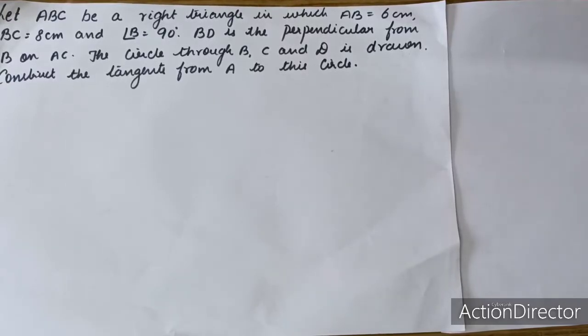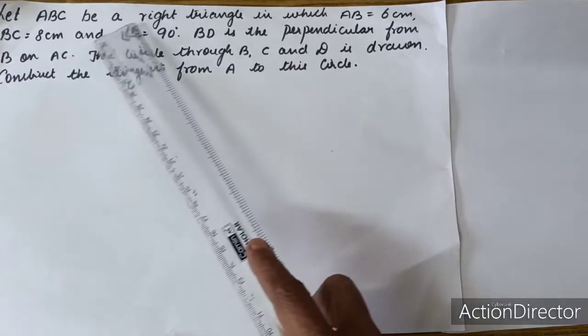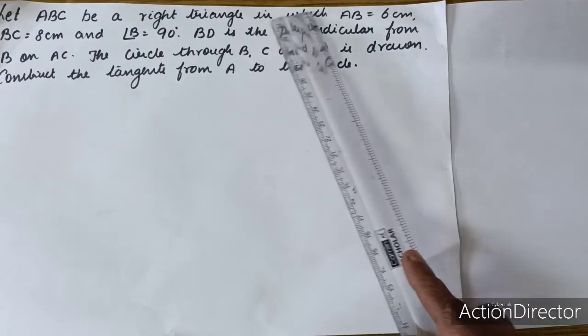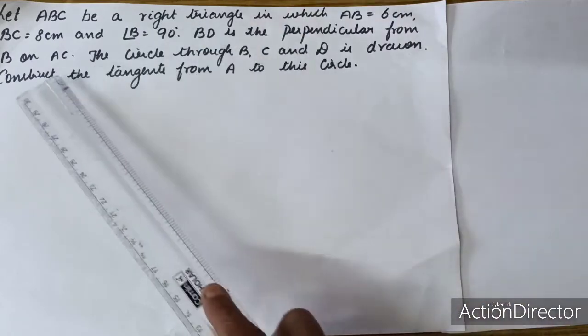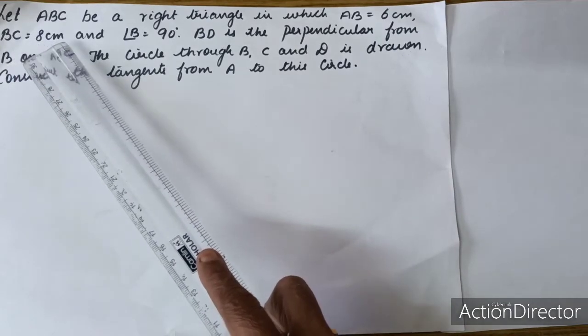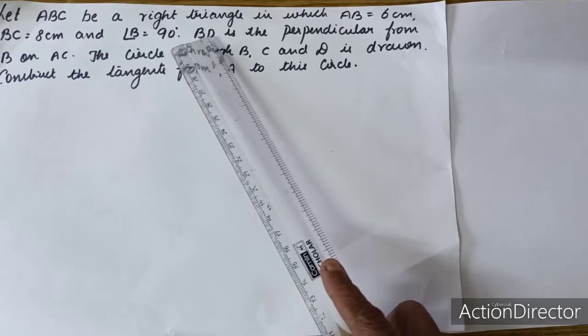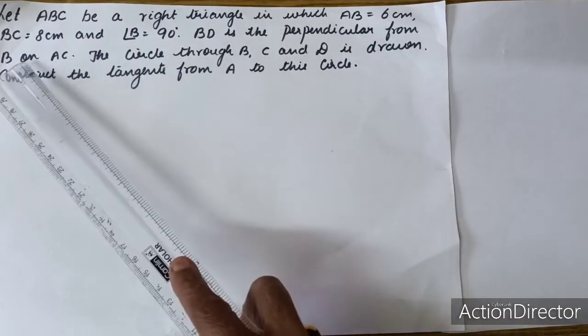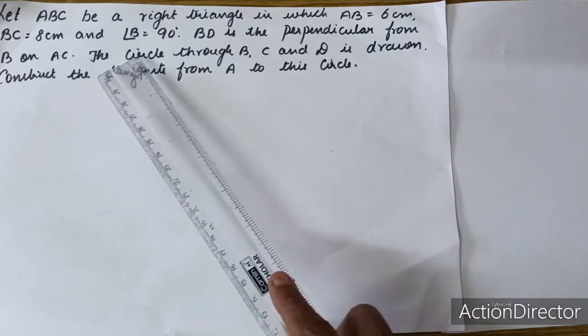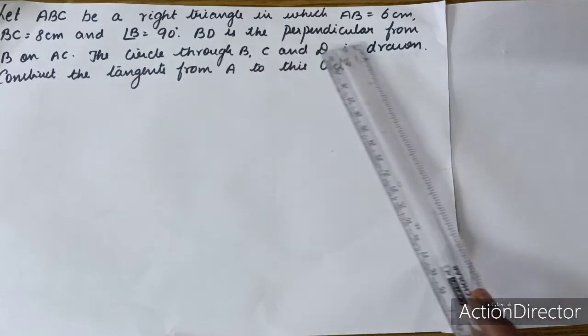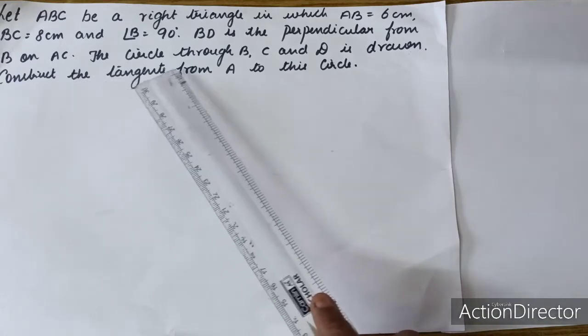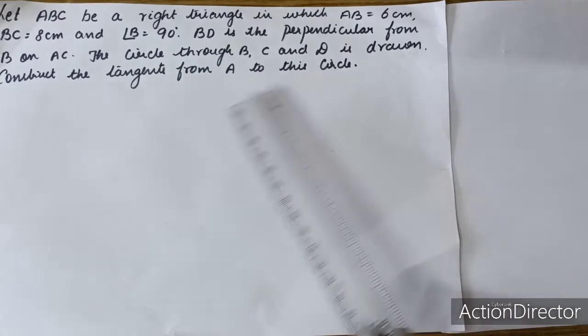Today let us see a construction question of class 10. It goes like this. Let ABC be a right angle triangle in which AB is equal to 6 cm, BC is equal to 8 cm and angle B is equal to 90 degree. Now BD is the perpendicular from B on AC. The circle through B, C and D is drawn. Construct the tangents from A to this circle. Now let us see how to do the construction for this question.